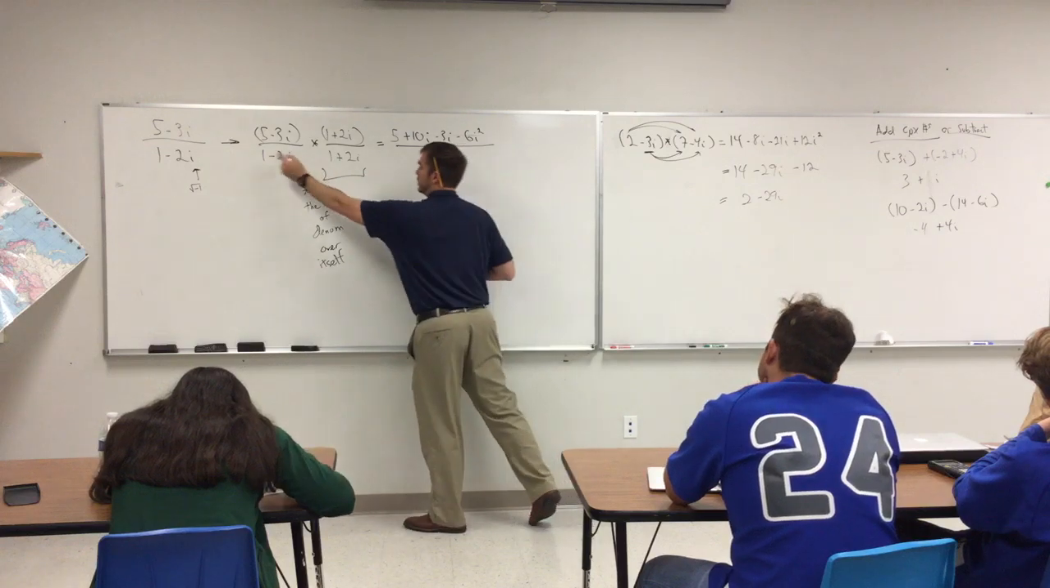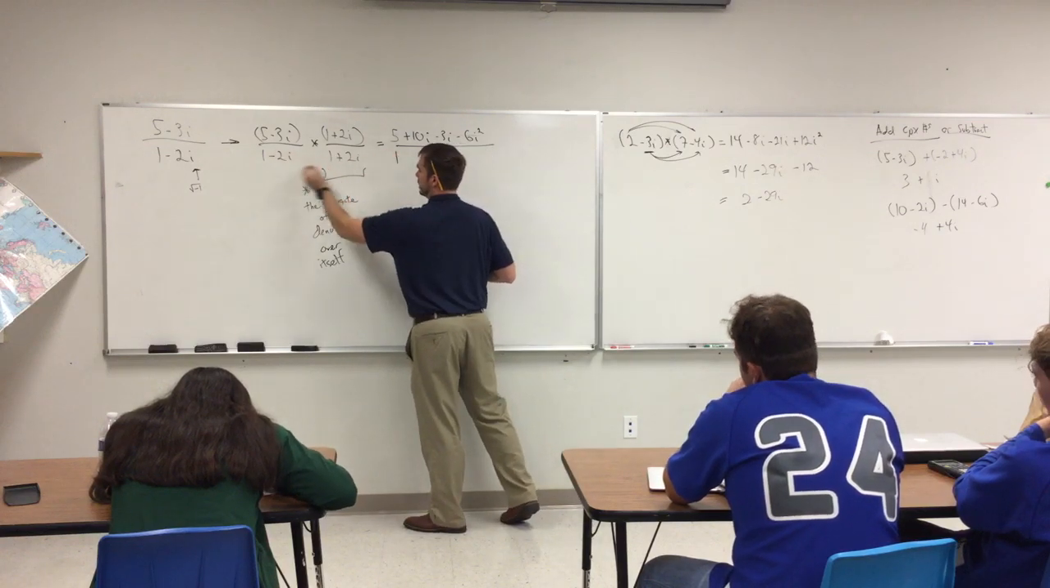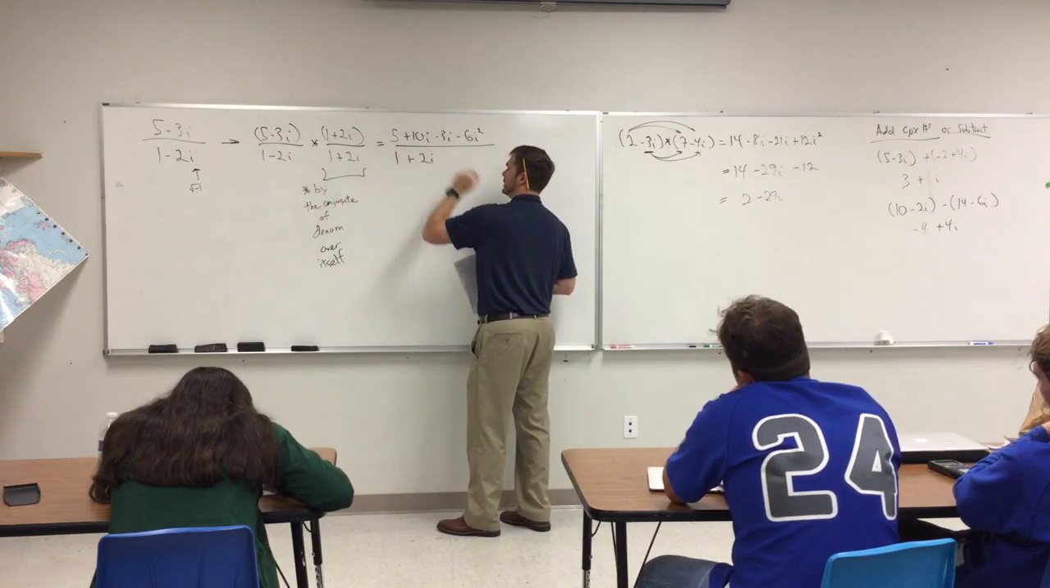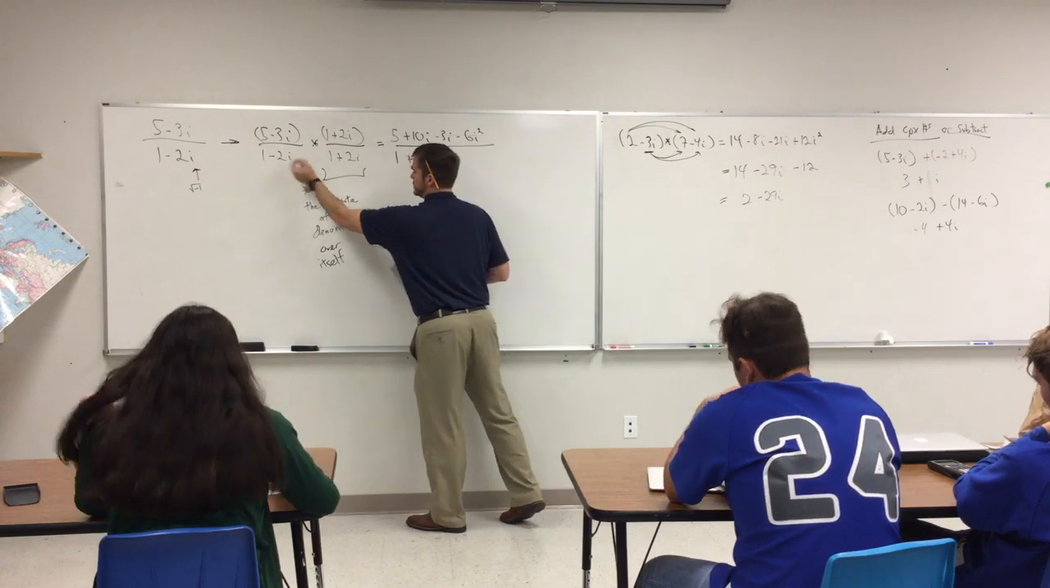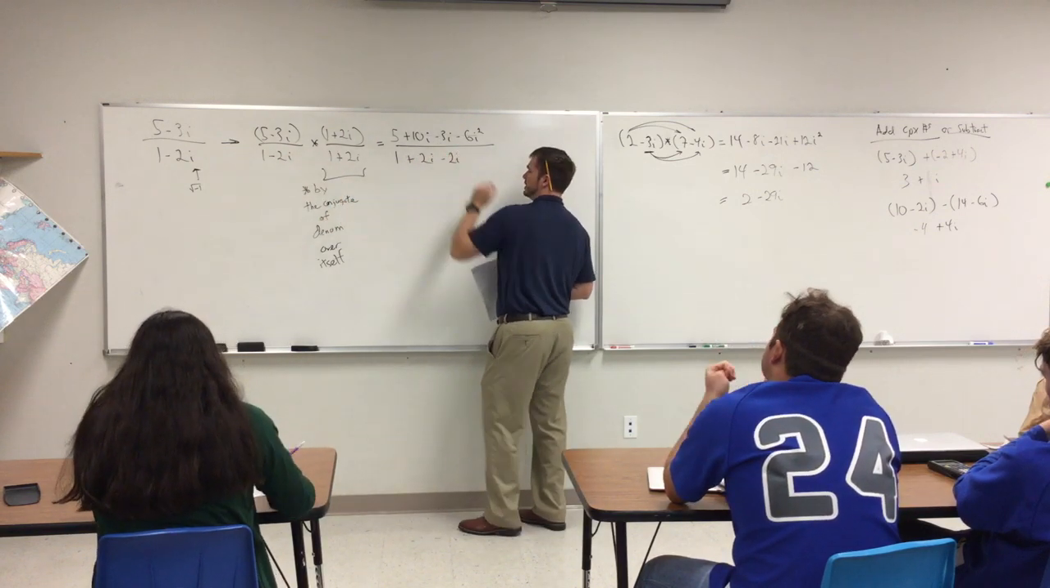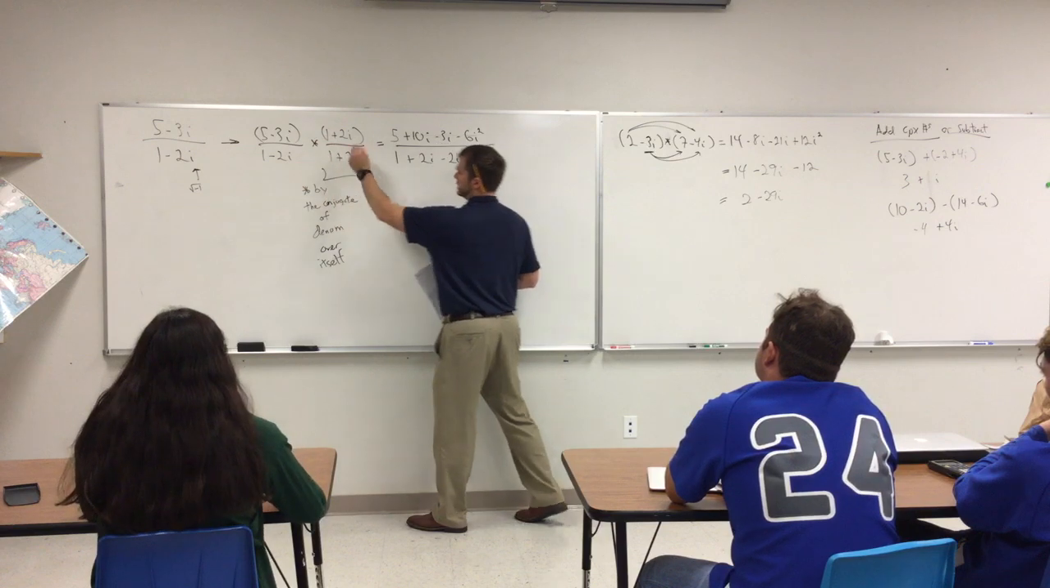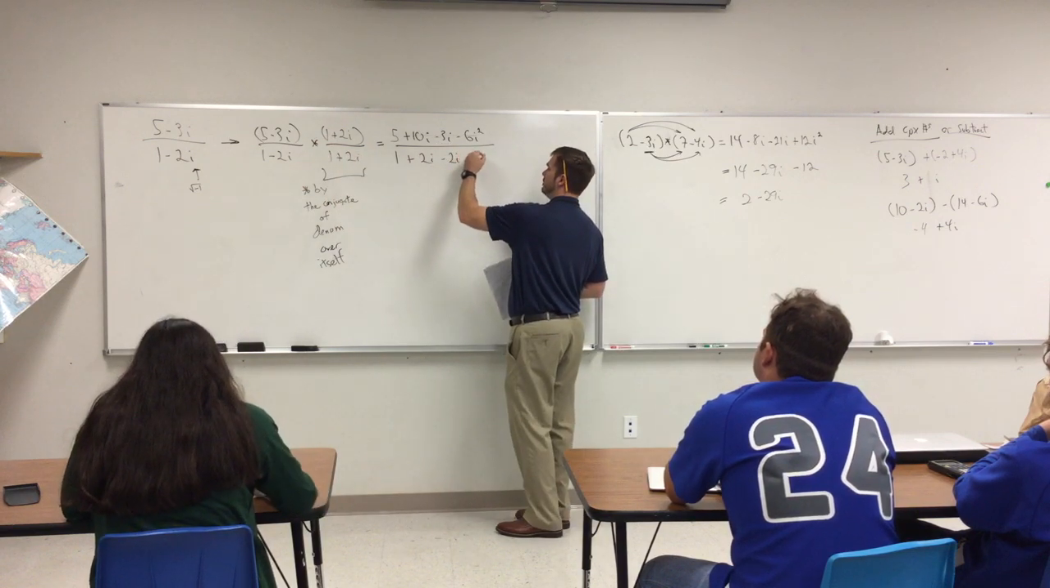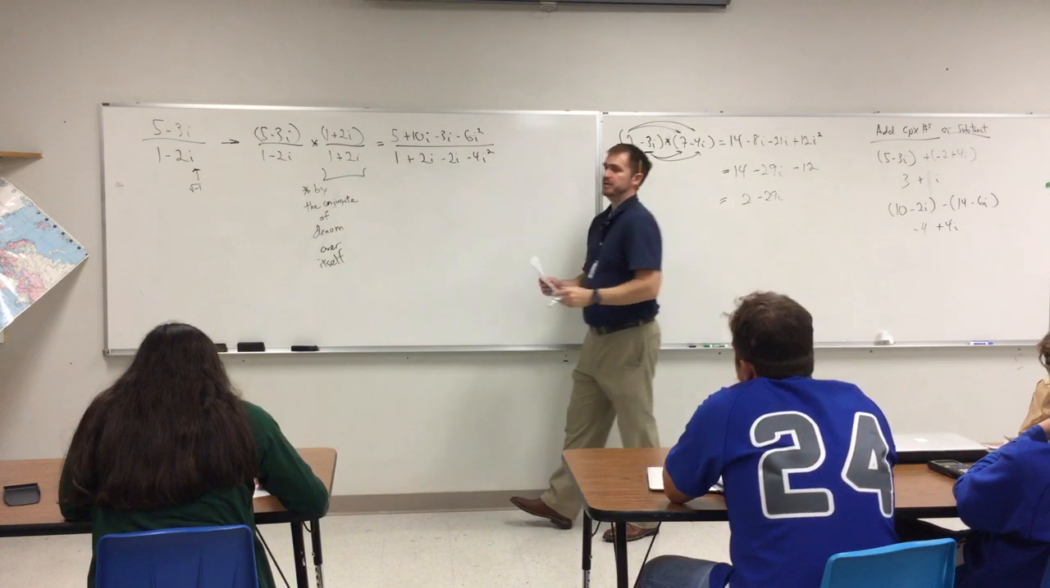Denominator: 1 times 1 is 1. 1 times 2i is 2i. Negative 2i times 1 is negative 2i. And a negative 2i times a positive 2i is a negative 4i squared.